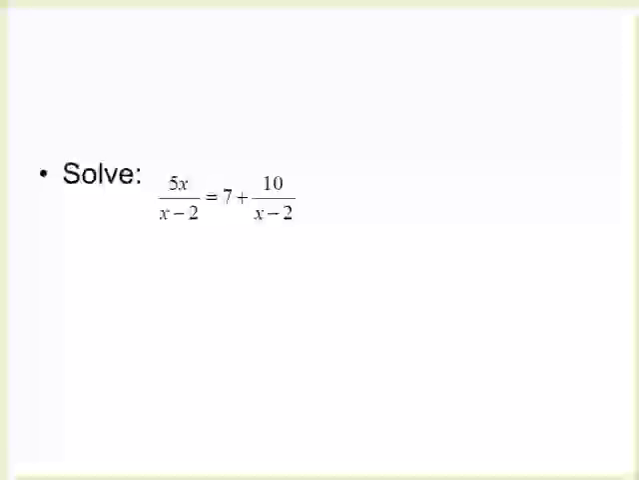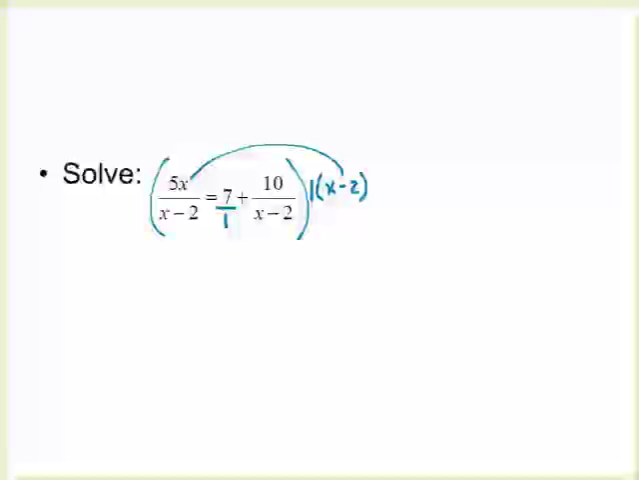In this equation, what is our least common denominator going to be? X minus 2. It's the only denominator that's there, so that'll be our least common denominator. Yeah, since this is like 7 over 1. Yep, if that was any other number, but a 1 doesn't really make a difference.